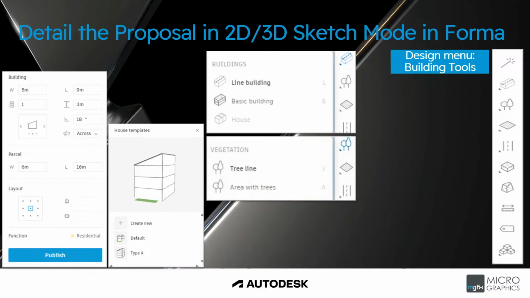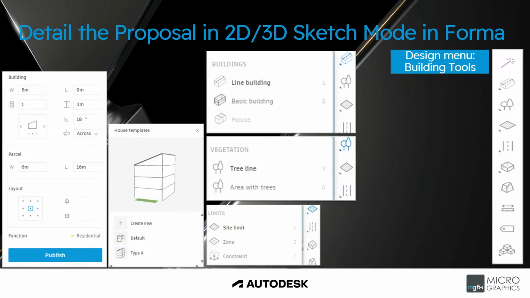Next, you have vegetation, tree lines, and areas with trees. You have limits, such as site limit, your zone or the constraint, the area that you wish to place your model, your building or structure.